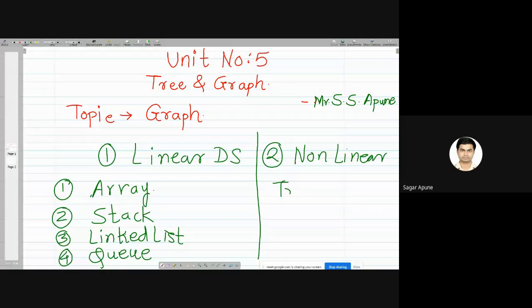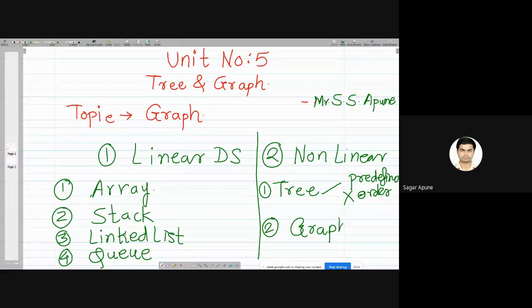But what about non-linear data structure? We saw in the last lecture that there is tree type data structure. It is non-linear type, means there is no predefined order, right? Predefined order is not there. This is one type of data structure, an example of non-linear data structure, and the second example of non-linear data structure is graph. So our today's last topic of this unit is graph.